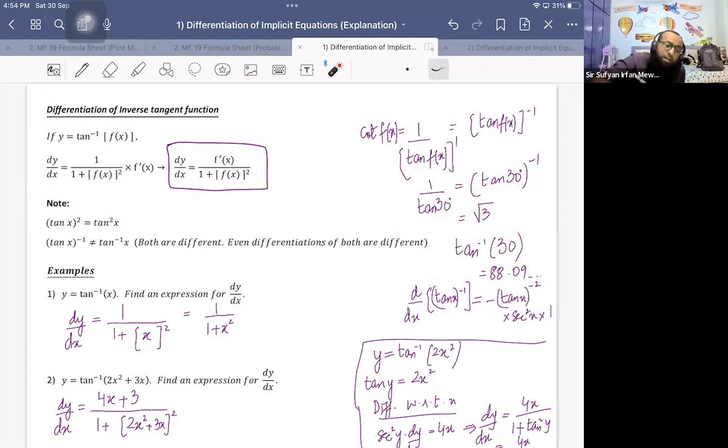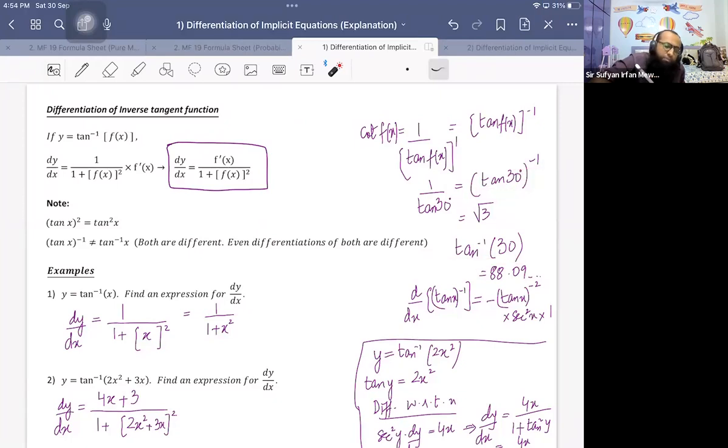Hence proved that tan x whole power -1 is not the same as tan inverse x. So this is actually proved. The tan x whole power -1 is not the same as tan inverse x.